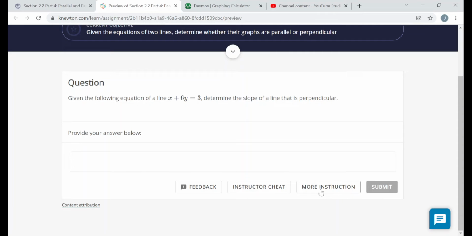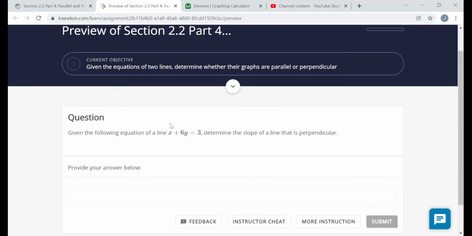But you will see this more instruction button, which you can click on when you're having trouble with a particular objective or a question, and it will send you to a page with some reading to do or some videos related to that topic. And then you'll have questions related to that instruction. Getting those questions right still moves you through the assignment. So you can complete the entire assignment by hitting the more instruction button every time you get a new question. Nothing wrong with that.